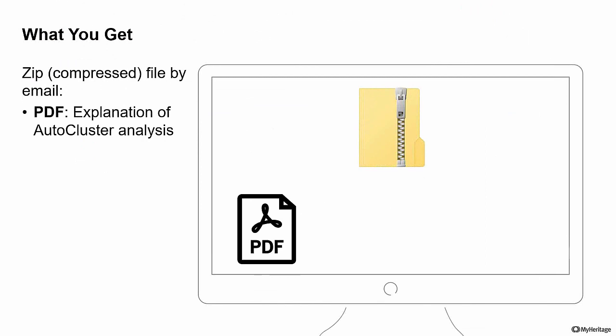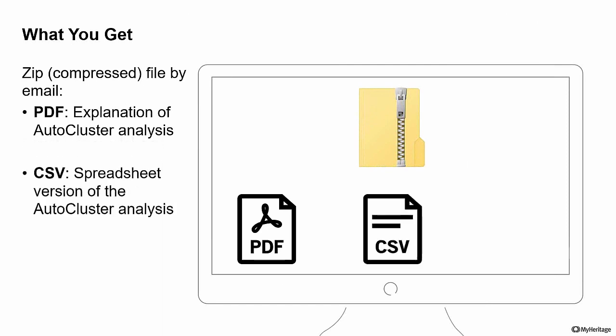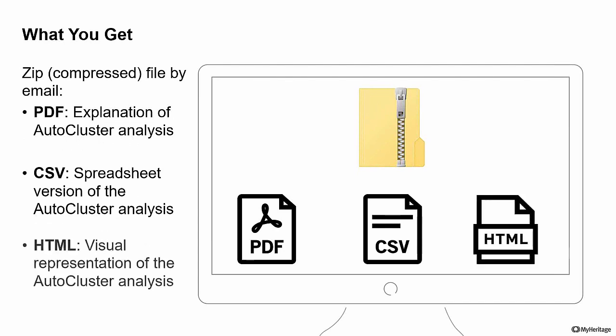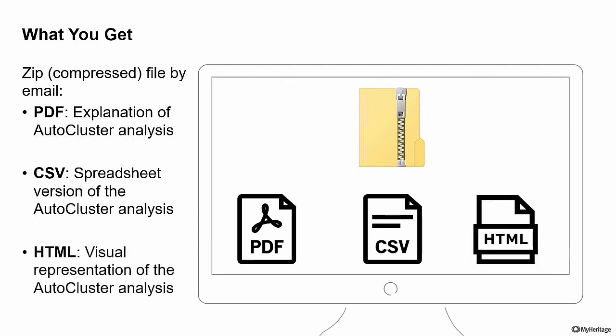A PDF, which is common to everyone, and it's just the explanation of how to work and what the auto cluster is. A second one is a spreadsheet with all the numbers. Some people like more numbers, and they can put this into other tools out there and see the different variations and things. I like the HTML more. I'm more a visual person.